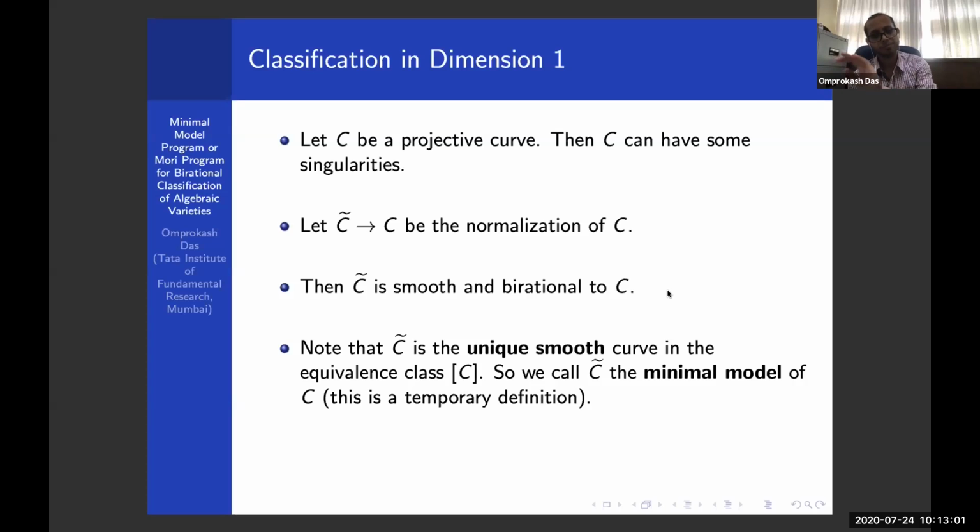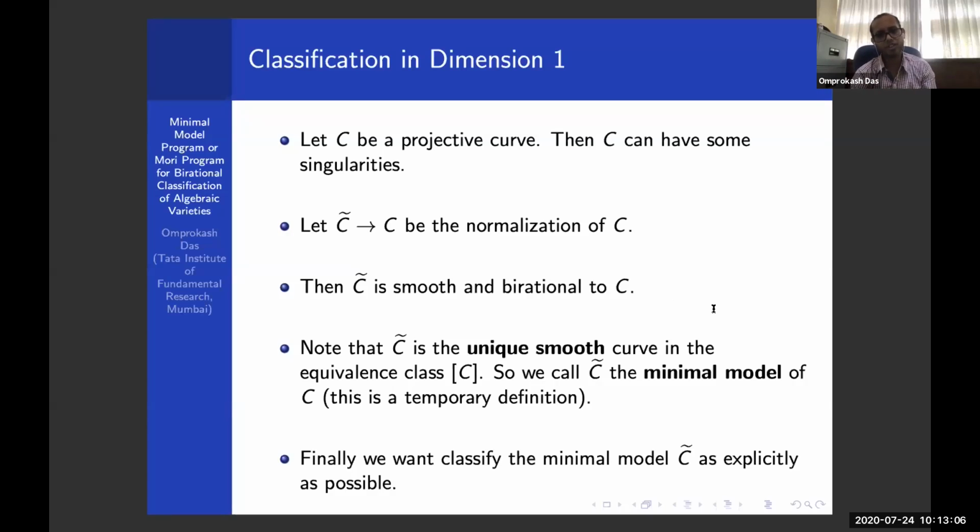So what do we do once we do find a minimal model? The next job is, once we find a minimal model of something, for example C tilde here, we want to know the structure of C tilde as explicitly as possible. Just saying C tilde is a minimal model doesn't give us much, right?